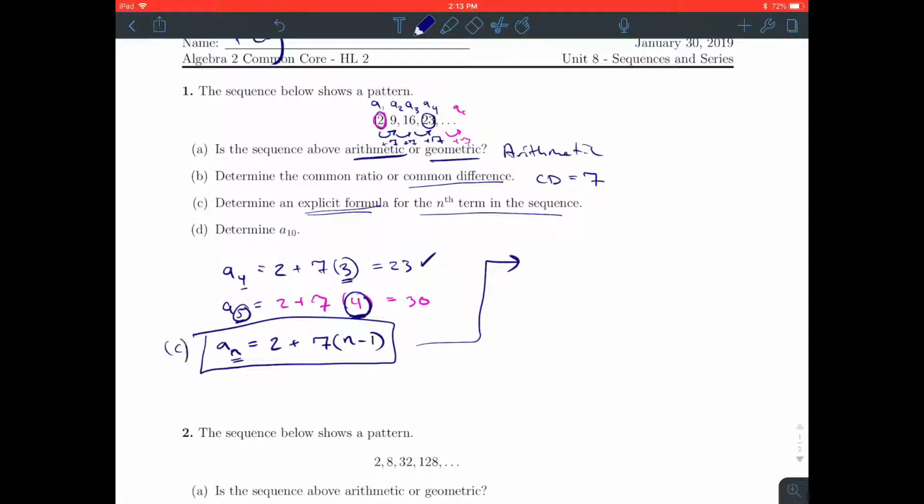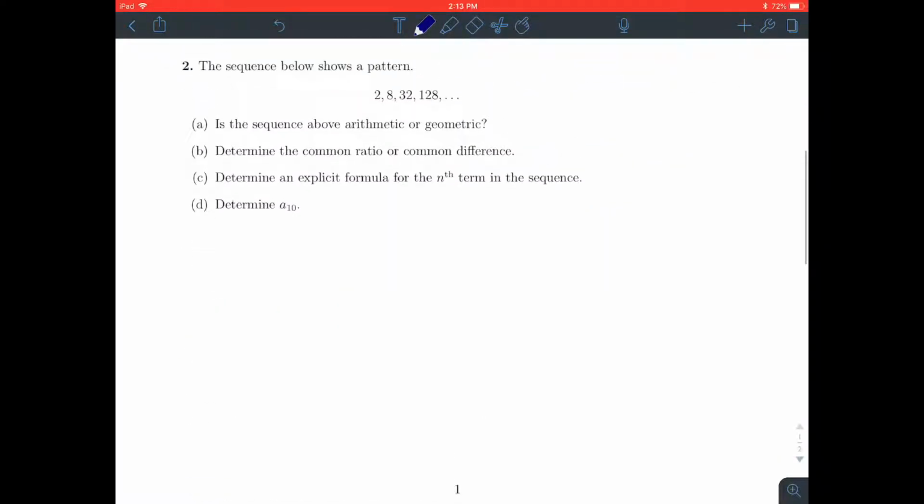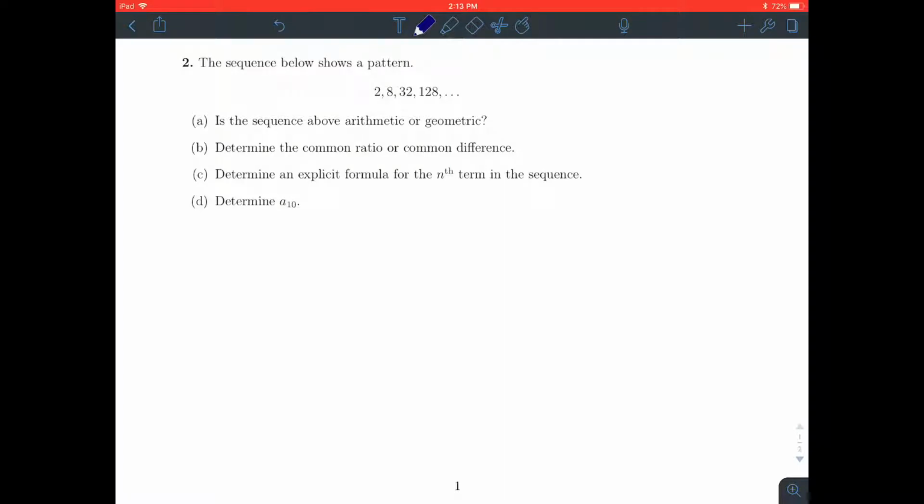Using this formula in part D, if I want to find A sub 10, it would be 2 plus 7 times 10 minus 1. So A sub 10 is equal to 2 plus 7 times 9, which is 65. Next problem. The sequence below shows the pattern.